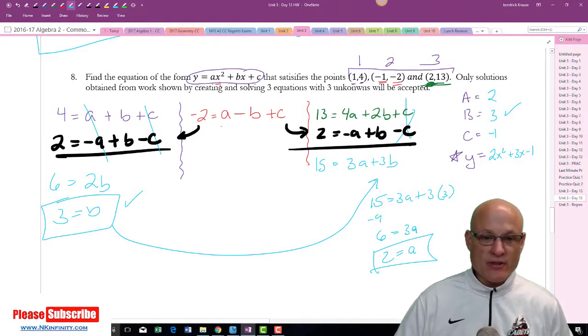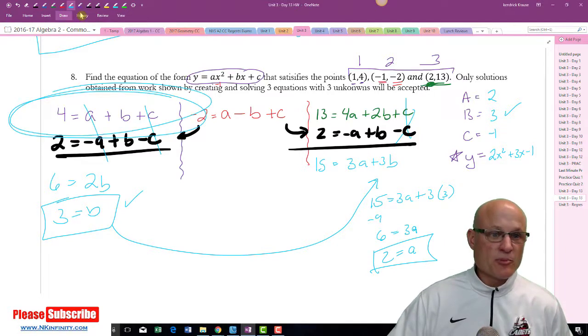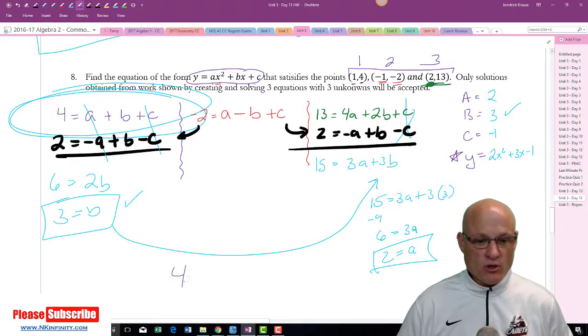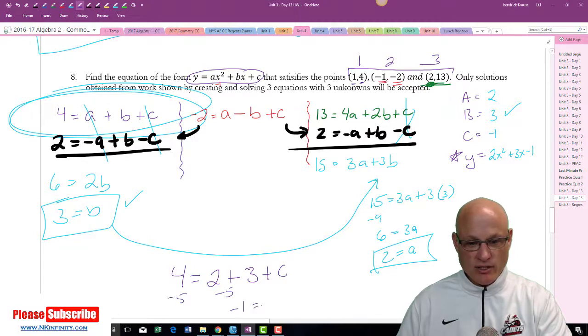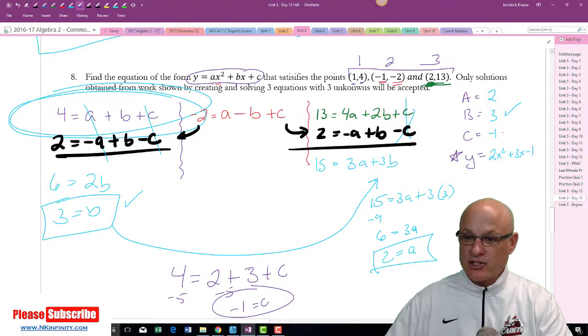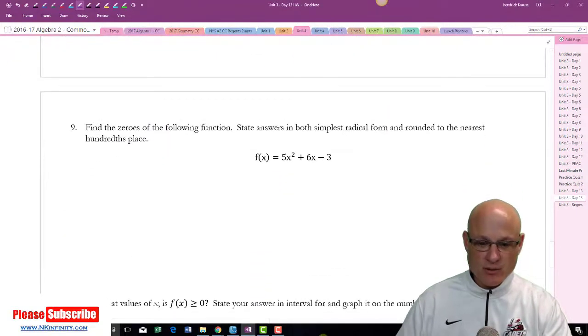Now I'm going to take both of these and plug them right back into this. This is the easiest equation, this purple one. So 4 equals A, which is 2, plus B, which is 3, plus C. That's 5, so subtract 5, subtract 5. I get negative 1 equals C, and I'm done. Ka-ching, ka-ching, and there's my final answer. All right, whoo. That it? Oh, man, we got one more.